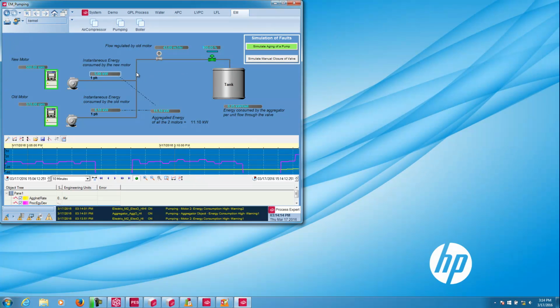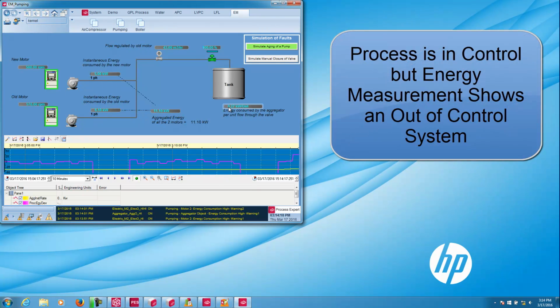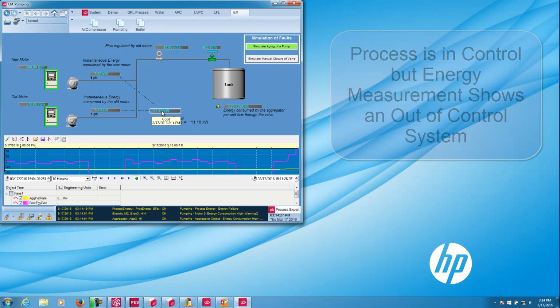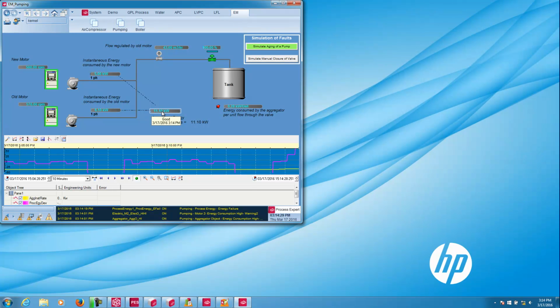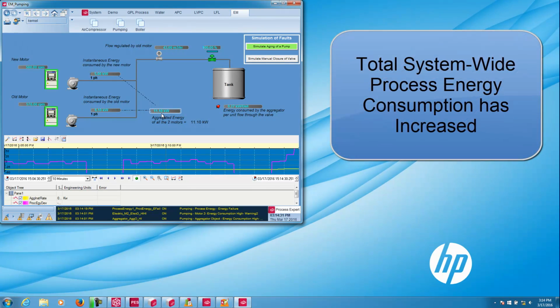While the process is still in control, we know that the tank is being filled appropriately, but what we're seeing now is it's taking a lot more energy to make the product than it had before. And we're also noticing that the overall amount of energy in the application, I should say, the process, has gone up to 11.1.